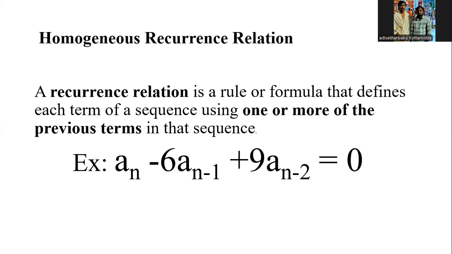What is a homogeneous recurrence relation? A homogeneous recurrence relation means the equation or formula of the rule is equal to zero. Equal to zero means that is a homogeneous recurrence relation. Not equal to zero means that is a non-homogeneous recurrence relation.